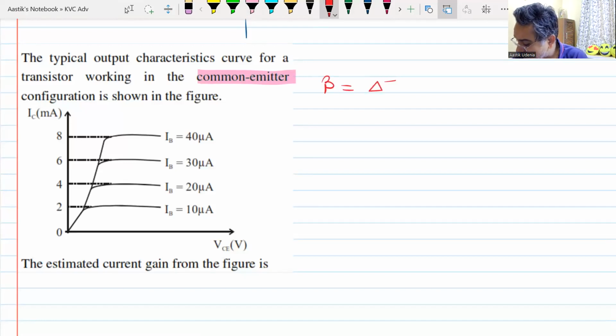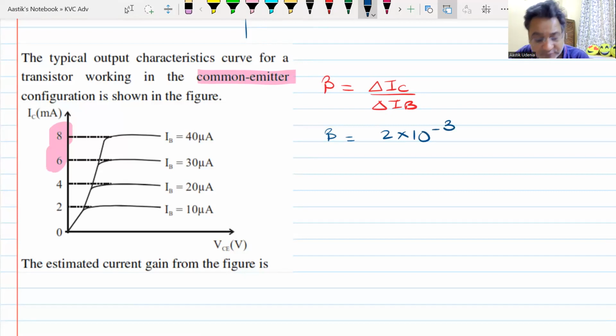So you can write it as change in the output current divided by the change in input current. Output is the collector current and input is the base current, yes or no? Yes, sir. Now, looking at the change in the output current, you can see that the change in the output current is how much? 2. Not 2, it is 2 into 10 raised to the power minus 3, which is milliampere, divided by what is the change in the base current? What is the change in the base current, my dear friends? 10. Not 10, my dear friends. 10 into 10 raised to the power minus 6.